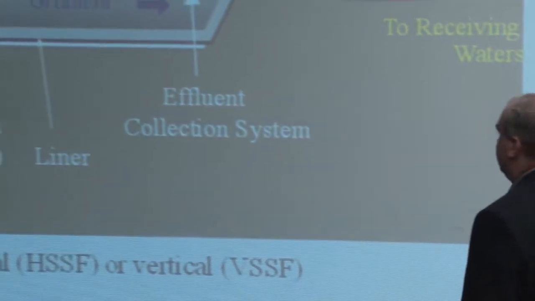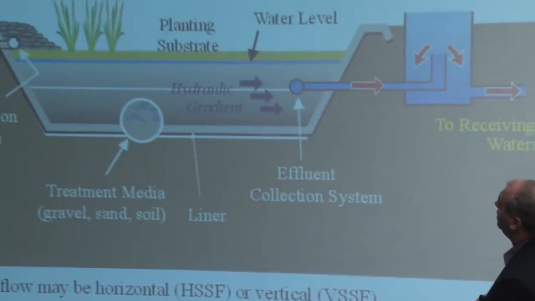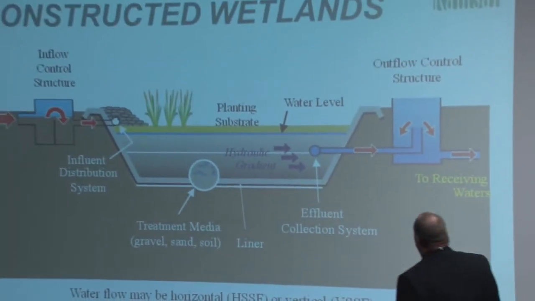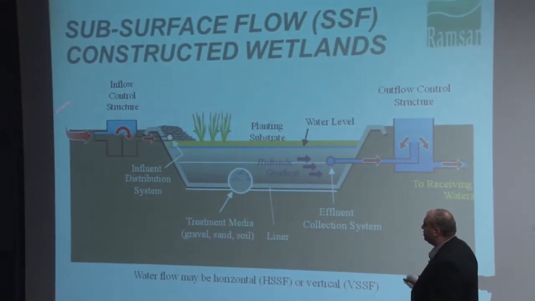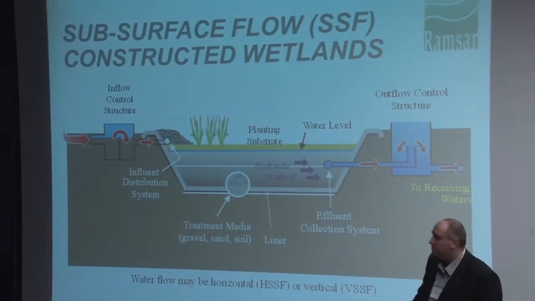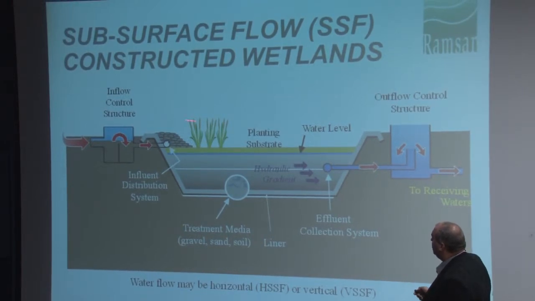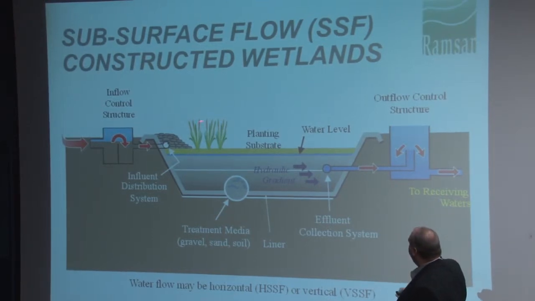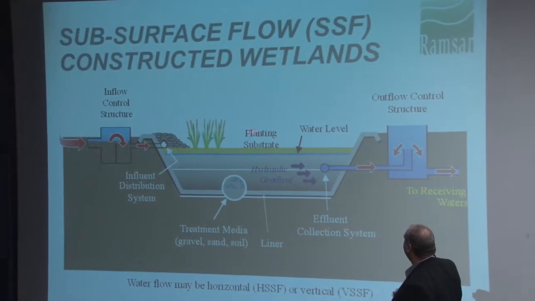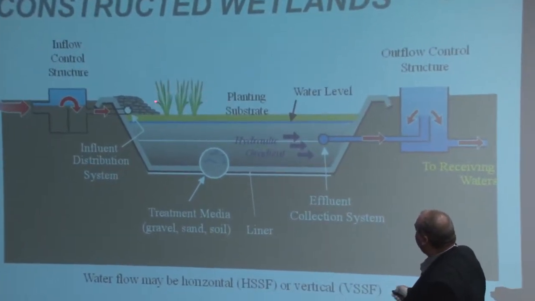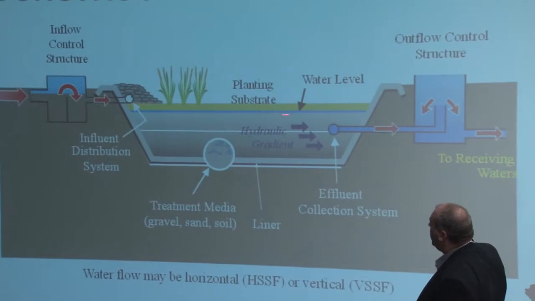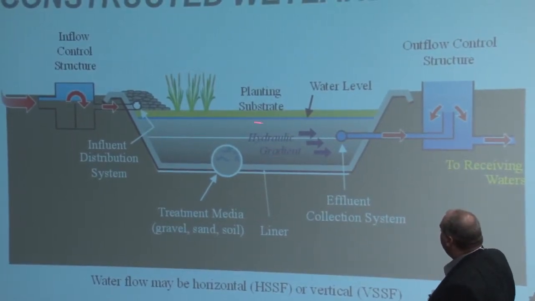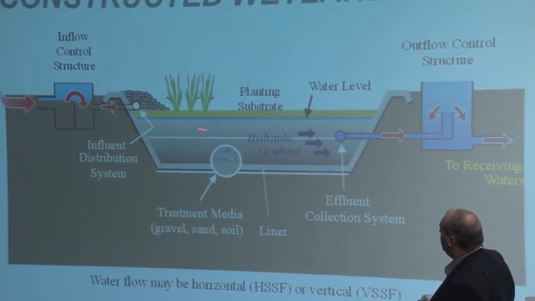So what we have here is an example of a subsurface flow constructed wetland. So you have an inlet structure that controls flow into the system. And then typically what you have is some sort of inflow distribution system. You have, in this case, this is a horizontal flow system. You have a planting substrate. The water level is below the planting substrate. And then you have your media through which you are directing the water.